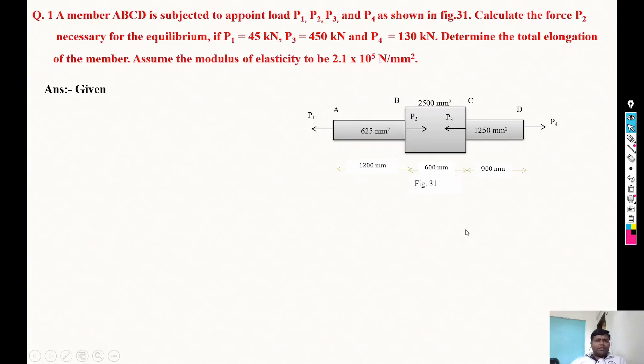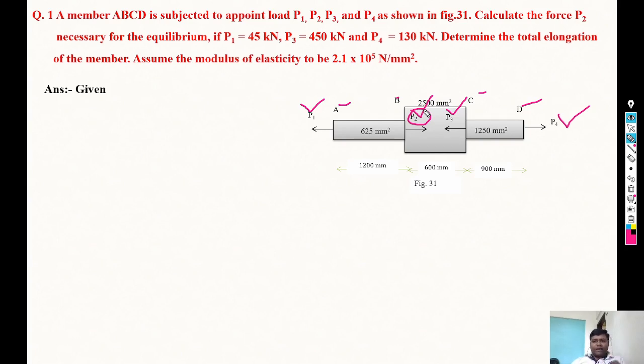See, the first numerical is: a member ABCD is subjected to point loads P1, P2, P3 and P4. These loads are given as shown in the diagram. Calculate the force P2 necessary for the equilibrium, that is, calculate the force P2 which is necessary to maintain the equilibrium of that body.